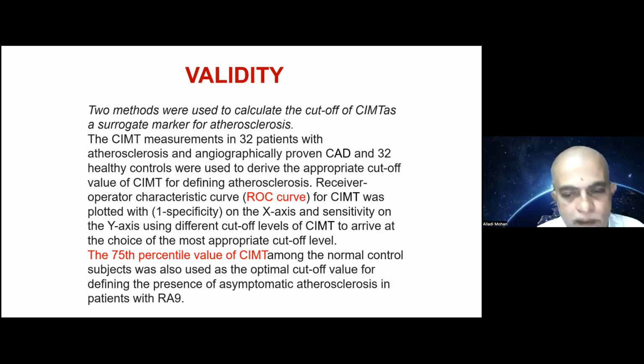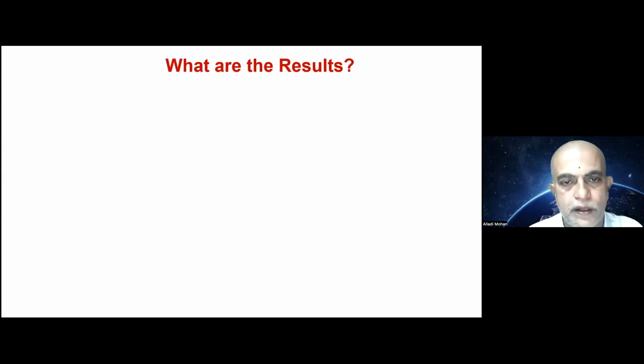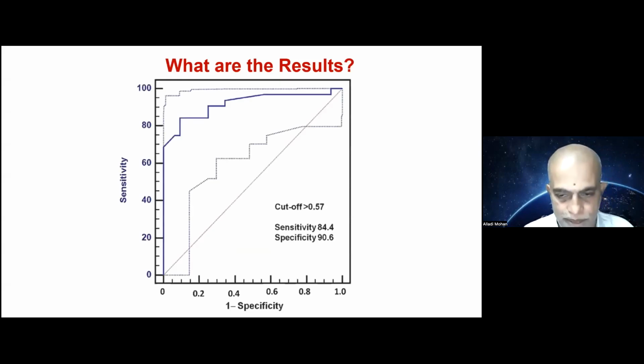The cutoff was derived from there, and that cutoff was used to define the presence of subclinical atherosclerosis in patients with rheumatoid arthritis. So we need to ask whether the results represent a significant change or improvement from current evidence. When you read a paper, ask whether these results constitute a significant change or a major improvement from what we already know.